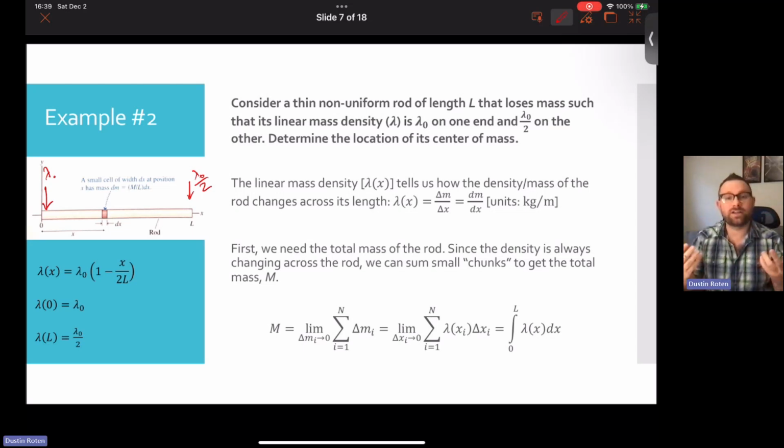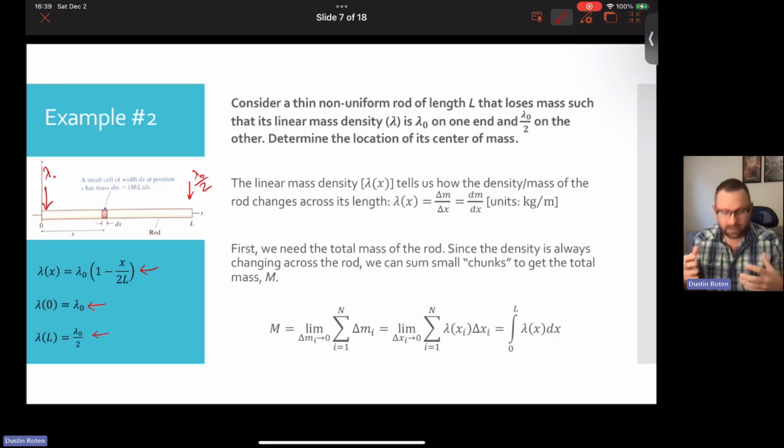So we need some sort of equation that would represent this. And if you tinker with the math a little bit, you could actually come up with this. So this is my mass density. It's a linear mass density. That's why we're using lambda. So you'll notice if I plug in 0 for x, the second term goes away and we're left with lambda naught, which is exactly what we want at x equals 0. And then if I plug in L, the full length of the rod, I get lambda naught over 2. Perfect. That's the equation we need. So this is the correct linear mass density.